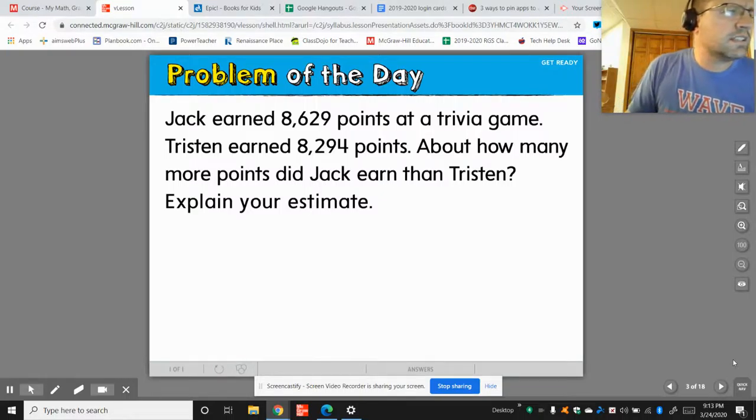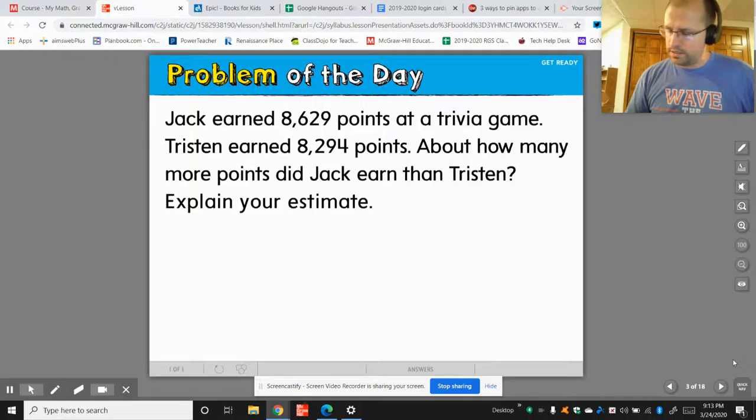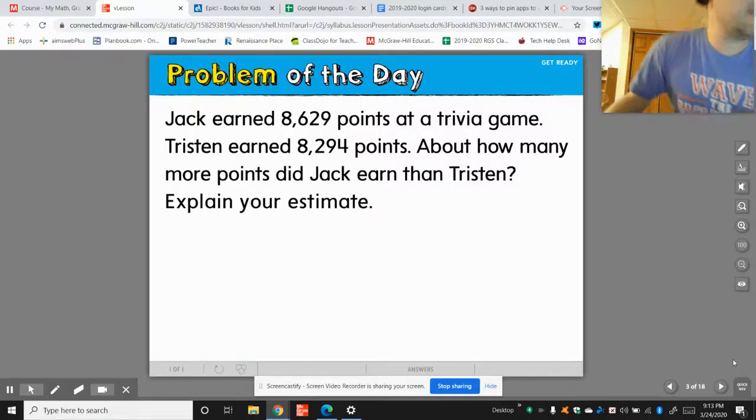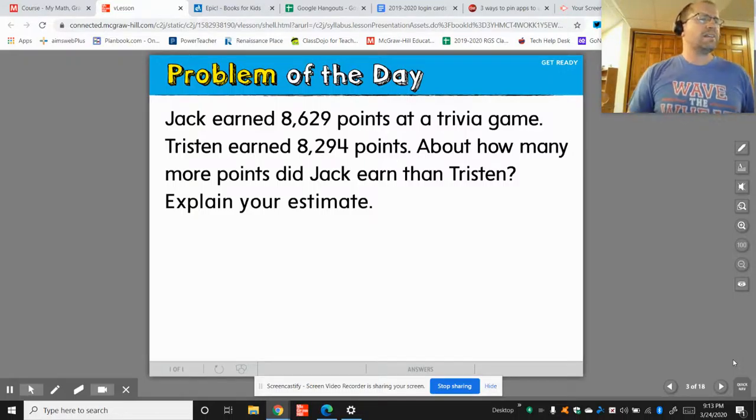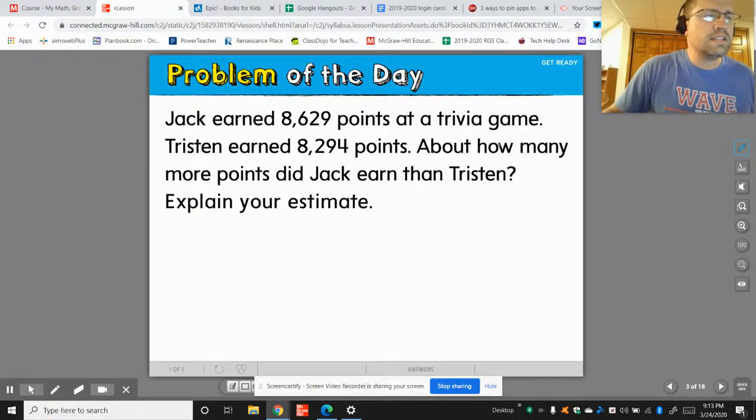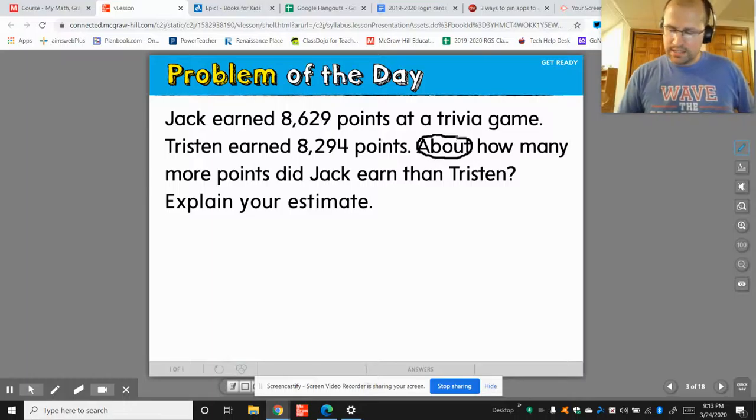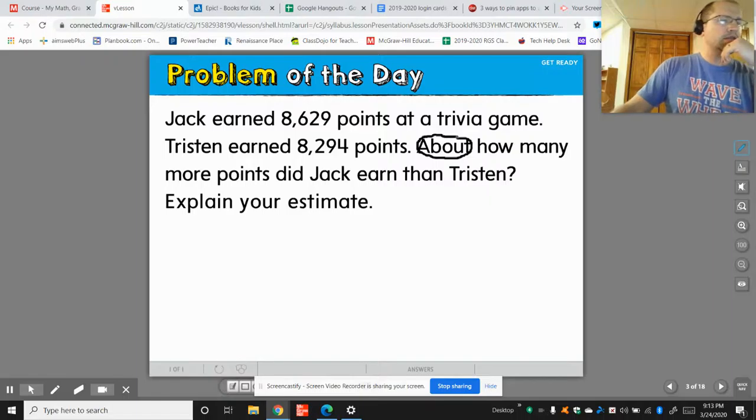Jack earned 8,629 points at a trivia game. Tristan earned 8,294 points. About how many more points did Jack earn than Tristan? Okay, this trips up a lot of people because guess what it says? It says the word about. So if it says the word about, that's been cluing us in for a long time, several times this year. And it's gotten me a few times, hasn't it? It's gotten me a few times because I tend to rush this section too much.